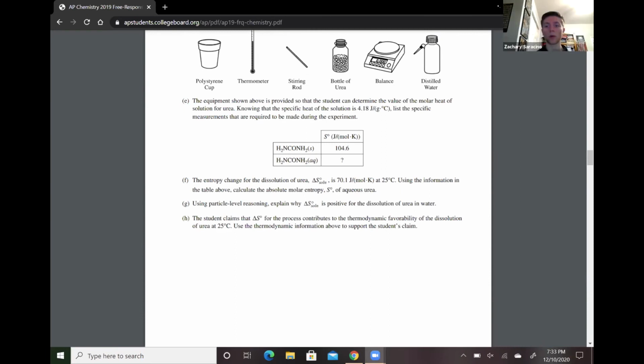So for G, normally you would say that a positive delta S value corresponds to an increase in disorder, right? Any increase in disorder corresponds to a positive delta S value. And so obviously we have a positive delta S value because you're dissolving something and you're breaking those solute molecules up in the solvent. By doing that, you're creating more disorder because there's more molecules floating around, right? And more interactions between solvent molecules and solute molecules.